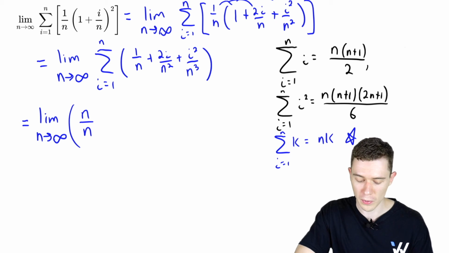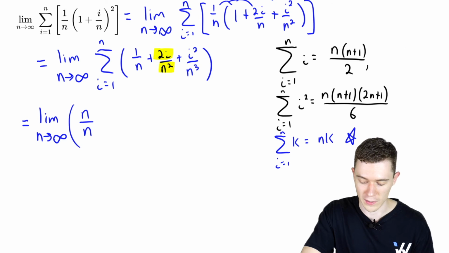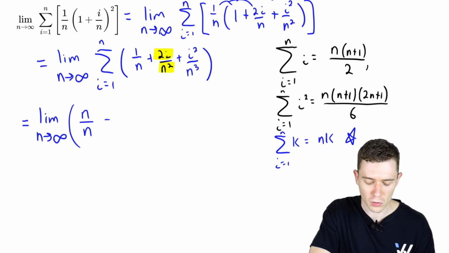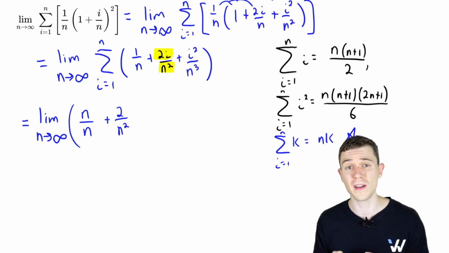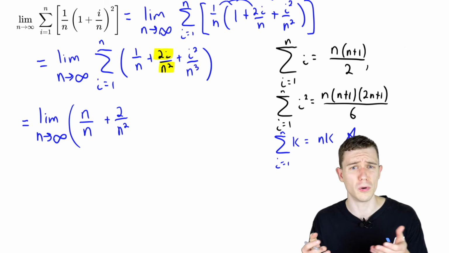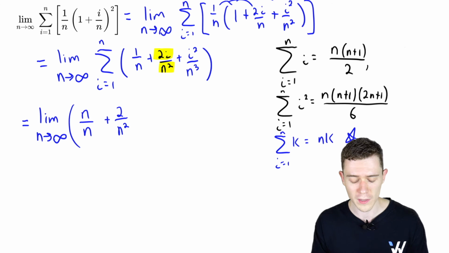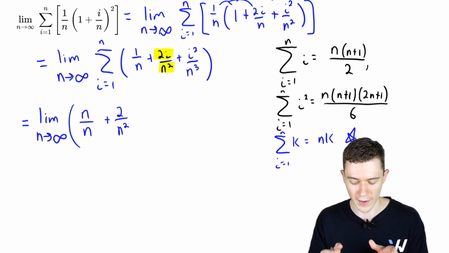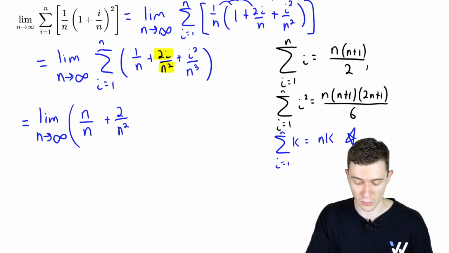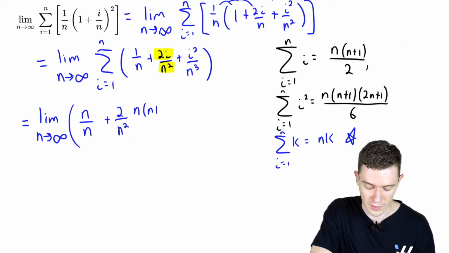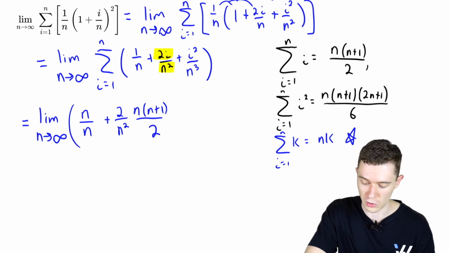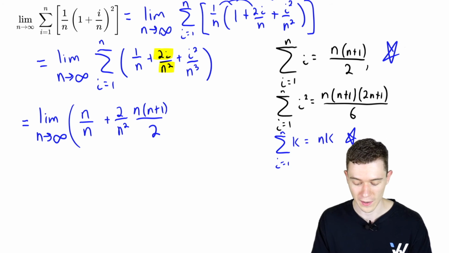Next, sum up 2i over n squared. Again, the 2 over n squared doesn't really affect anything here. The 2 over n squared is just a constant, so we can pull it out of this sum. Really, the only sum going on is with that i. We use the reduction formula, n times n plus 1 over 2. That was the sum of i.